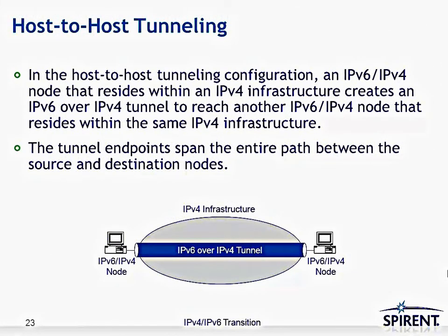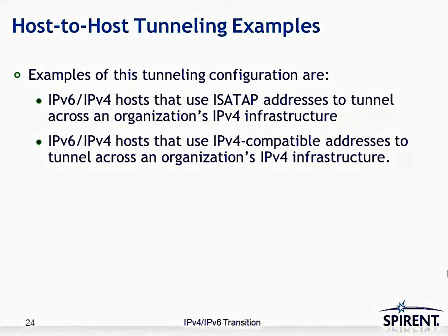Host-to-host tunneling is when, let's say, you have two IPv6 hosts that are both connected to an IPv4 infrastructure. They can reach each other directly over the IPv4 infrastructure, so no routers are required, but they need to establish the tunnel to get their IPv6 traffic over IPv4. And again, just like with host-to-router, ISATAP is the most common example of host-to-host tunneling.